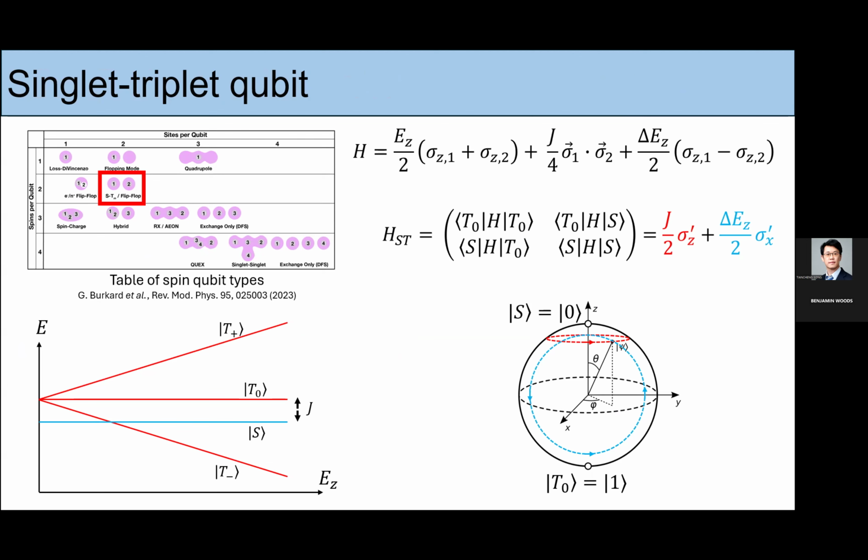Okay. And another thing that's great about this is that there's no AC field to be found at all. I can completely change the quantization axis by just slowly varying my exchange interaction between these two dots.